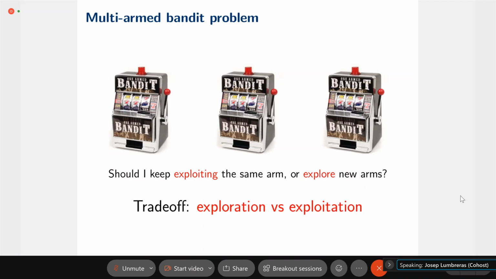So this is a trade-off in this learning problem of exploration versus exploitation. We want to explore all these slot machines, but at the same time we want to exploit those ones that give us the highest reward.